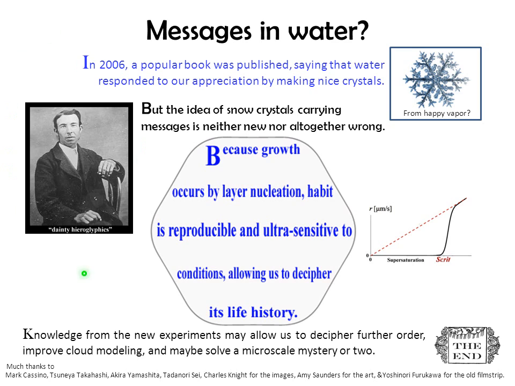Some time ago, the amateur scientist, keen observer, and photographer Wilson Bentley observed that a snow crystal was essentially a dainty hieroglyphic carrying a record of its life history. Nakaya later read these messages using his habit map. The main message of my talk here is this. Because growth occurs by layer nucleation, snow crystal habit is both reproducible and ultra-sensitive to the conditions, which allows us to decipher its life history.